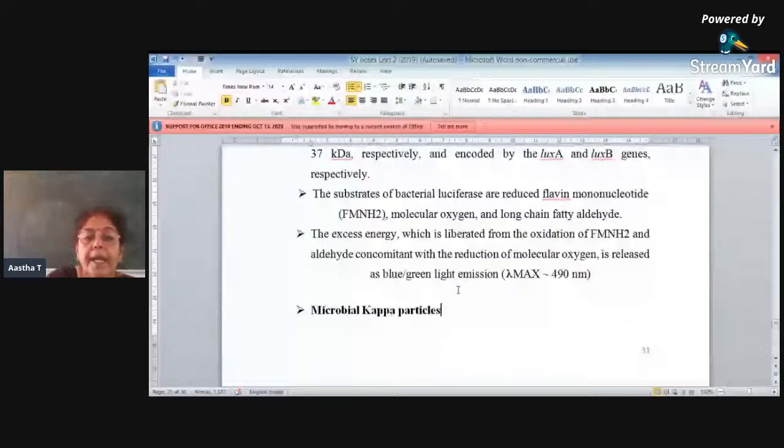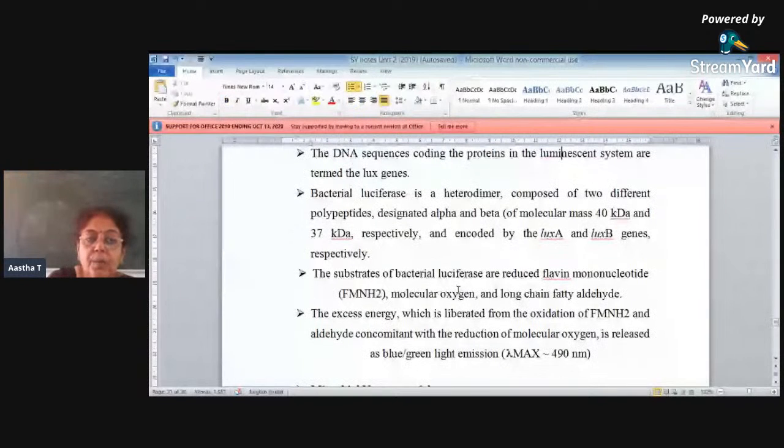Hetero means both the units are different. That is why we call it hetero, and dimer because it has 2 units. So there are 2 polypeptide chains in bacterial luciferase or this heterodimer. One is alpha chain and another one is beta chain. The alpha chain has a molecular mass of 40 kilodaltons and beta chain has a molecular mass of 37 kilodaltons. Both of these alpha and beta chains are coded by LuxA and LuxB genes.